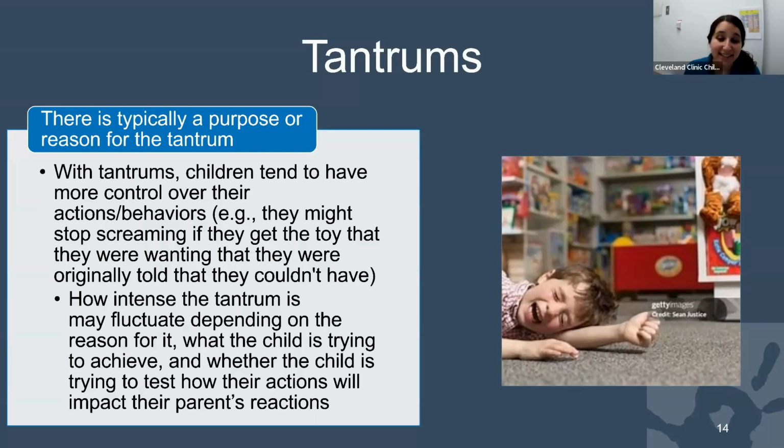How intense the tantrum is can fluctuate though, depending on what's the reason for the tantrum. What is the child trying to achieve? Are they also trying to test how their actions will make their parents react? Testing boundaries is a normal part of development. But tantrums are more so in relation to the kiddo wanting something or not wanting something and how they act in response to that.